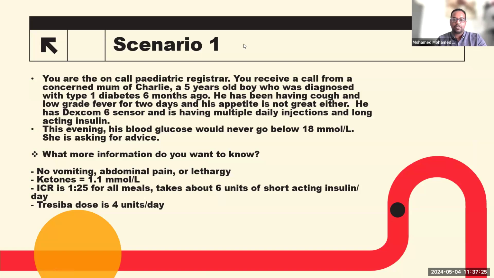So thank you guys for sharing. You've thought about the right questions. The first thing you have to ask about is the ketones, because it really tells you where to go from there. And a bit of background: whether he has DKA symptoms, can he take orally or not, and what current insulin regime he's on.